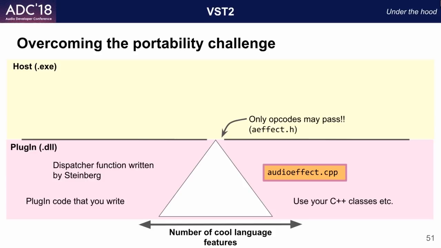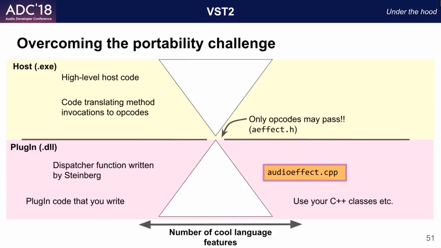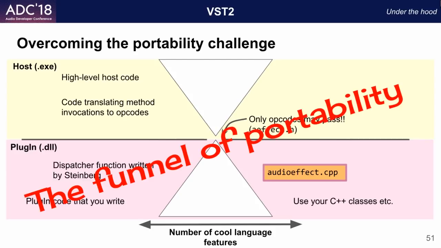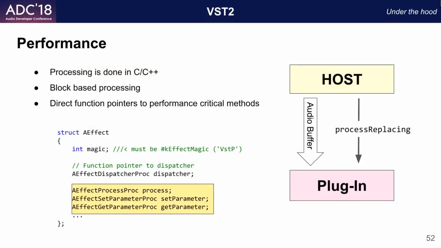But this funnel is also on the other side, right? On the other side, the host is probably using some fancy C++ and now has to translate everything into opcodes. So I like to call this the funnel of portability. This portability hole is really, really small. So if you want to use any advanced features, you sort of have to funnel everything through that hole there. Now, that would kind of kill performance, though. So some functions, the really critical methods, are passed through as function pointers. After this dispatcher function pointer, you also have a process, set parameter and get parameter function pointer.